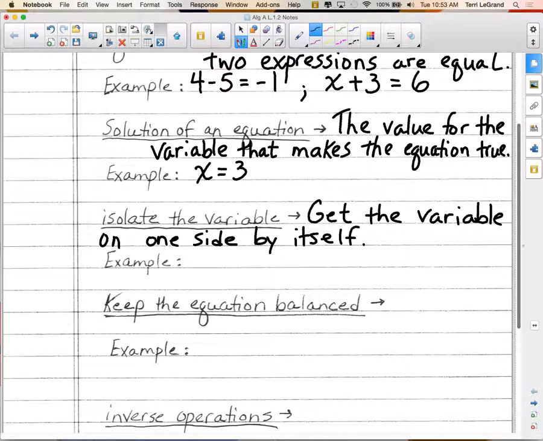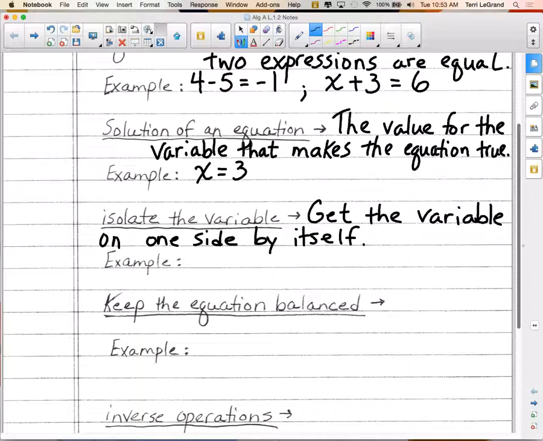$1 million question for you. Anybody want $1 million? No? Okay. $1 million question for you. Does it matter which side that variable's on? By itself? Does it have to be on the left side?